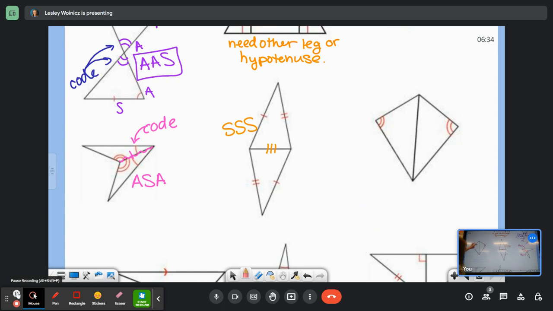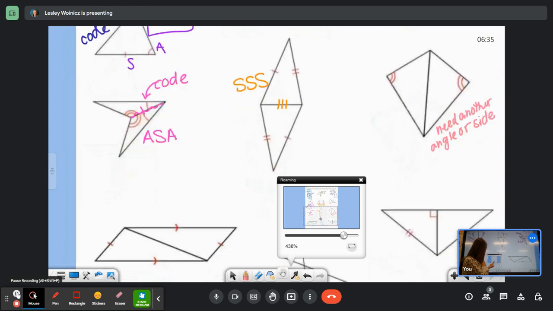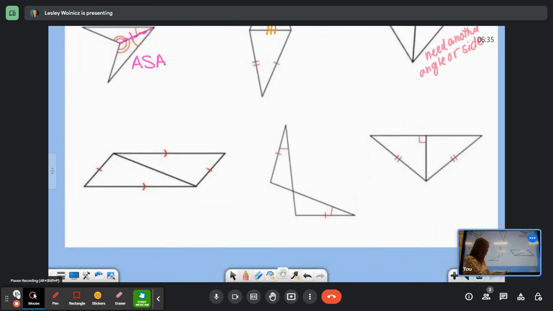Okay, this one has a shared side, but we don't have any other sides or any other angles. So we can't say that they're congruent. We need another angle or a side. Okay, last row.